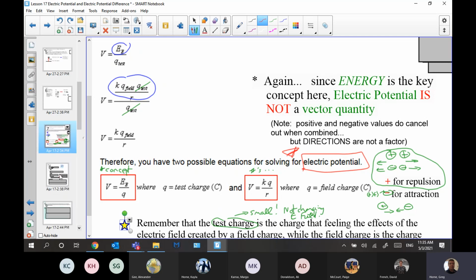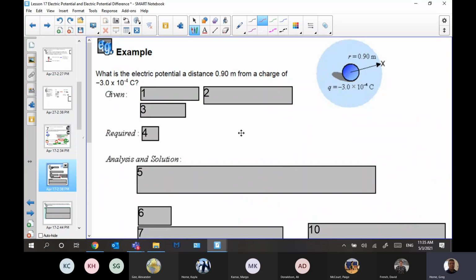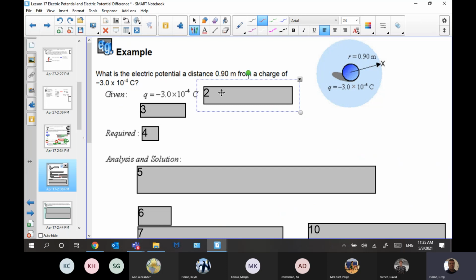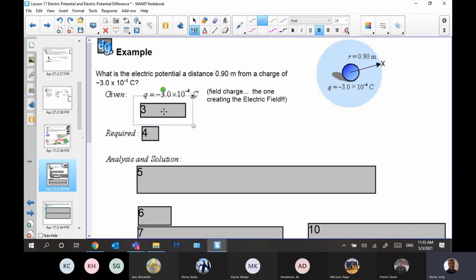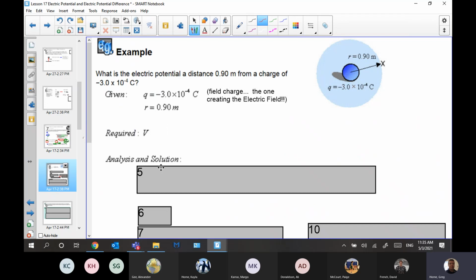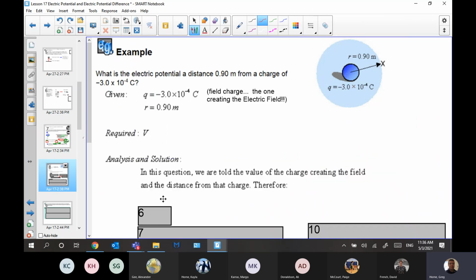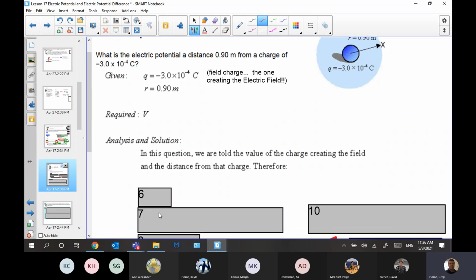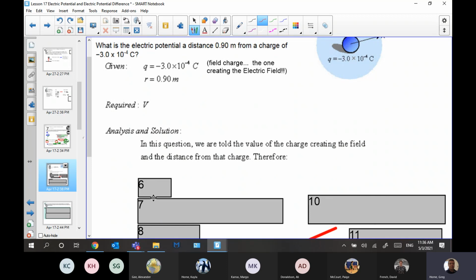All right, so there's a new equation, there's a new question to practice. It's just, what's the electric potential at a distance of 0.9 meters from a charge? And you're just plugging the numbers in. They gave you the charge, that's the one that's making the electric field, right? And then they gave you the distance. And so they want to know the potential. And so you just plug it in, right? I'll just give you a chance to maybe jot down the numbers, but I'll just move it to there at least anyways.